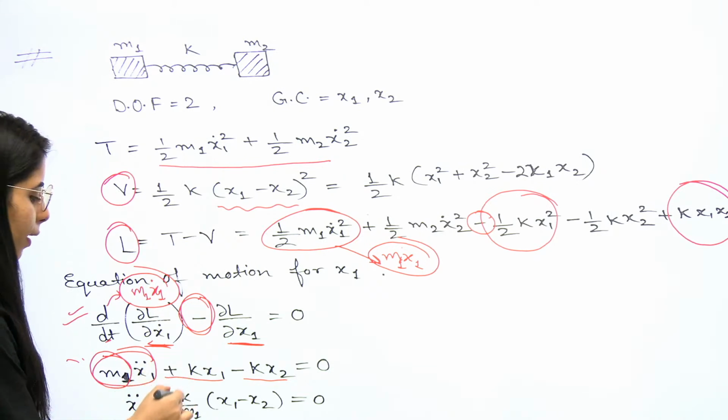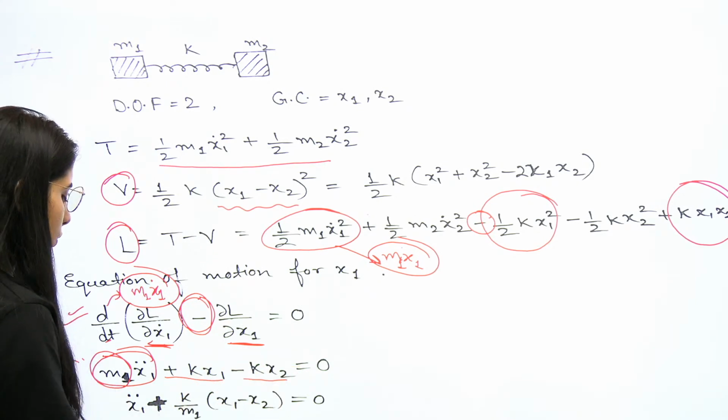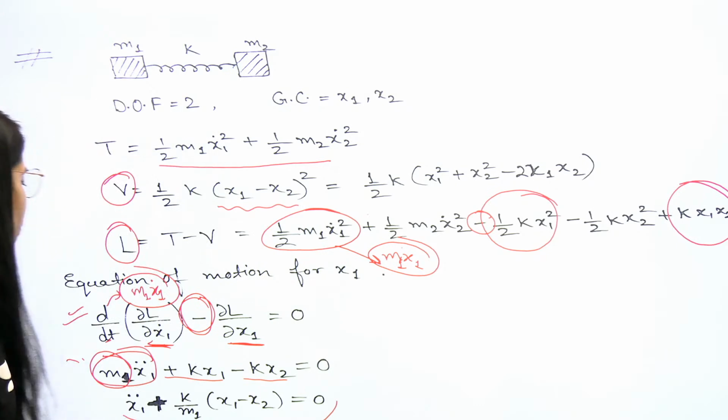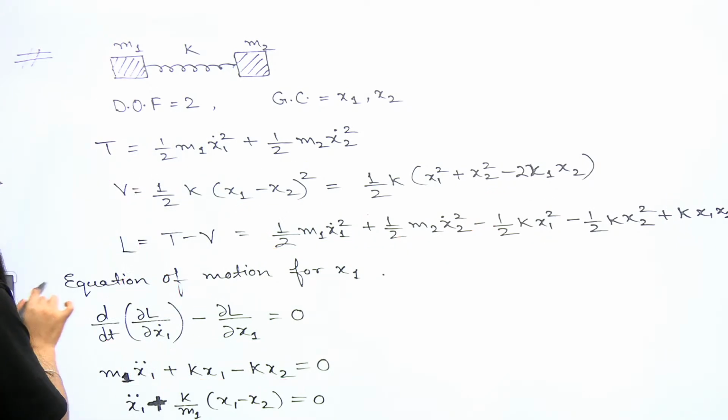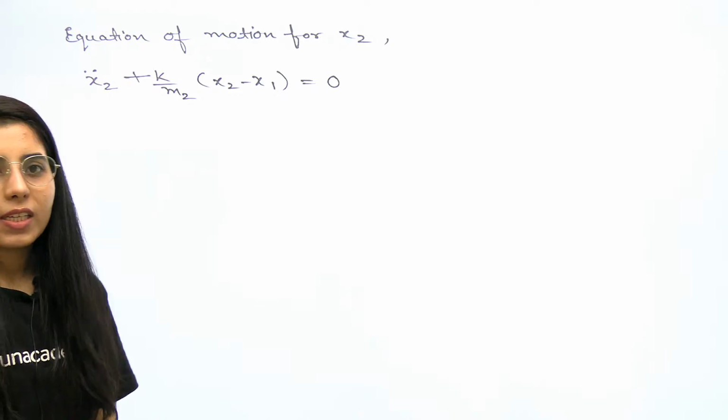You are just going to get k upon m1 times (x1 minus x2) equal to 0. So that's going to be your final equation of motion. I hope till this point everything is clear to everyone, but still if there is any doubt, you will let me know.